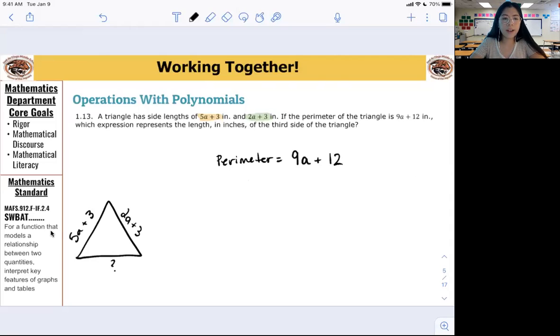So right now I only know 2 out of the 3 sides, but I know that they add up to 9a plus 12. So what's one strategy for how I can figure out the missing side? We add the side lengths and then we subtract it from the perimeter? Exactly. So we're going to add up the 2 side lengths that we already know, and then we're going to take that away from 9a plus 12. So let's start by adding these up.